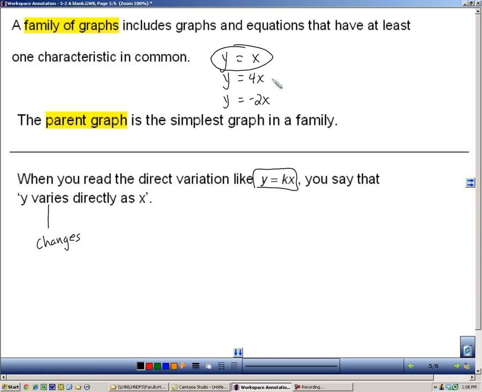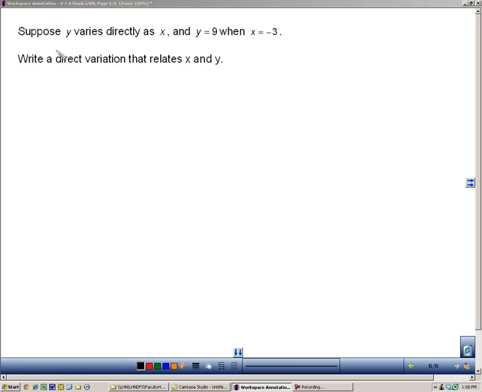If you go up here to this one, for example, if you put a 1 in for x, you get a 4 for y. If you put a 2 in for x, though, you get an 8 for y. So the y changes based on what number you plug in for x. The point is, whenever you see the phrase y varies directly as x, you need to think of this equation, y equals kx. When you see that phrase, you need to start with y equals kx. That's just the way it is.